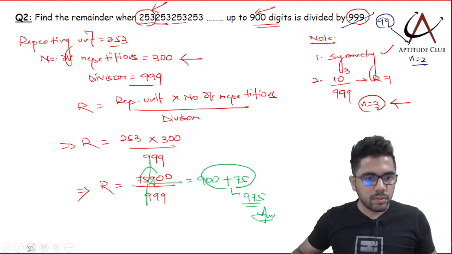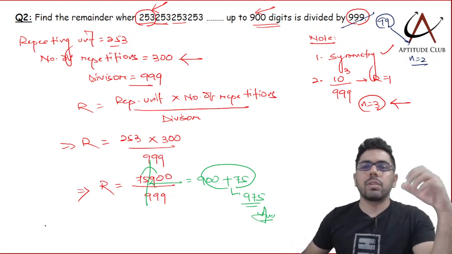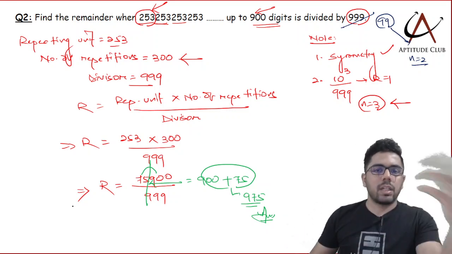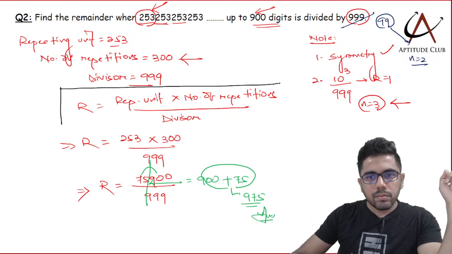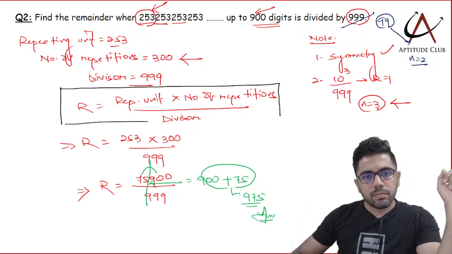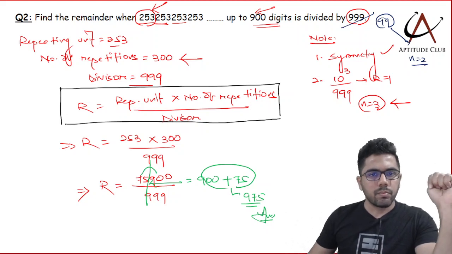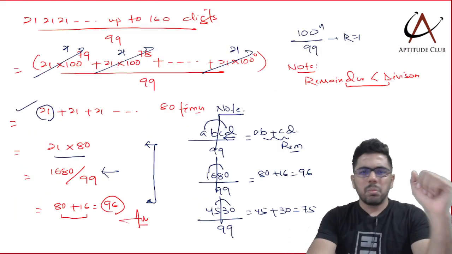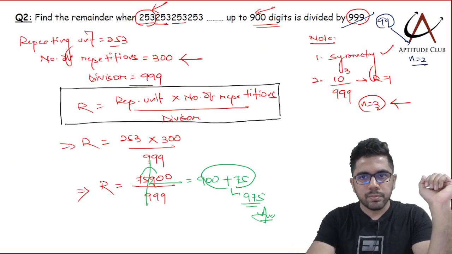That is it. Okay, so this is a shortcut to calculate the remainders when you are dividing by 9 or 99 or 999, like that. But this formula always keep in mind: repeating unit into number of repetitions divided by the divisor. We could have solved it using this method also, like expanding and all. But why do that? We already know the shortcut, so we can directly apply.